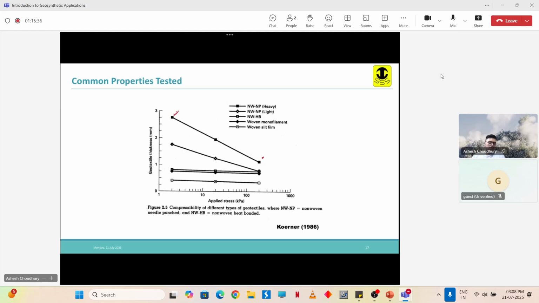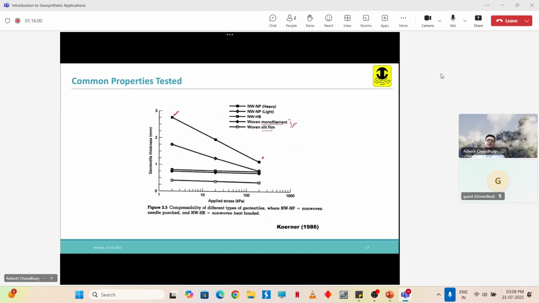So non-woven needle punched, then you have non-woven needle punched light, then non-woven heat bonded, then woven monofilament, woven slit film. This monofilament and slit film I am not discussing now, but what monofilament is and what slit film is, I suggest you go to the Designing with Geosynthetics book, where it is given in detail.